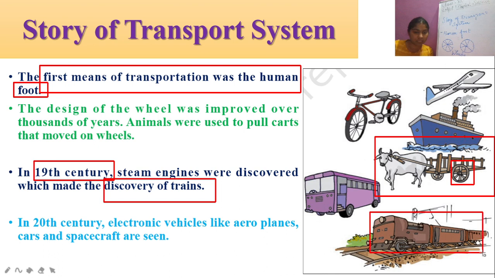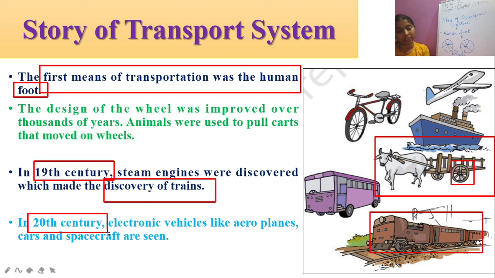Now after the 19th century we come to the 20th century, right? Electronic vehicles are used, like aeroplanes, right? And cars, spacecraft. So we have seen all these things. So these are the examples of transport systems, and these are the discoveries.